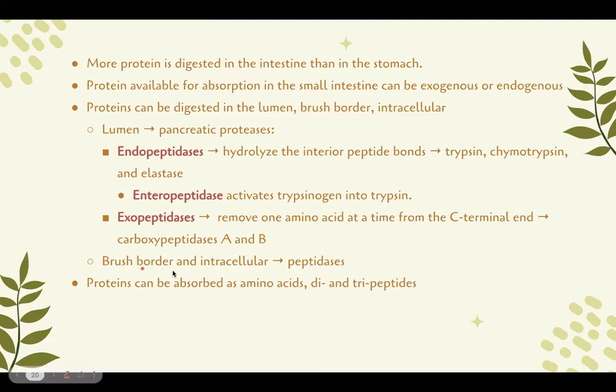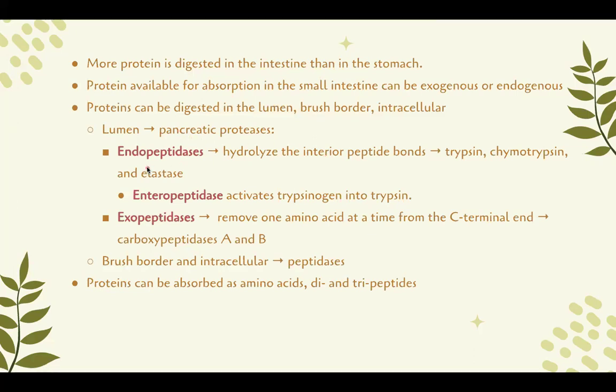When we talk about the brush border and intracellular digestion, we are mainly talking about peptidases, okay? When we talk about luminal digestion, we mainly talk about pancreatic proteases, okay? Again, as we said, pancreatic enzymes are the main ones, basically. So pancreatic proteases are two main groups, endopeptidases and exopeptidases. Endopeptidase basically is an enzyme that breaks down a peptide bond that's on the interior, okay? So it's kind of similar to alpha amylase, breaking down the bonds on the interior, remember that?